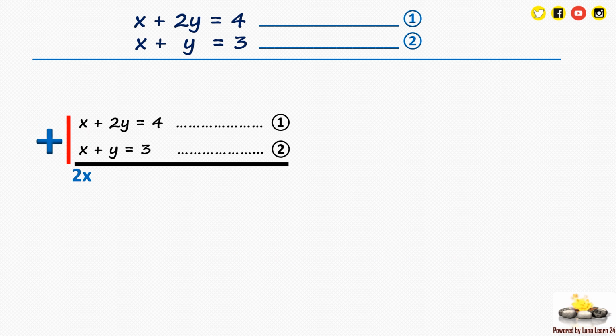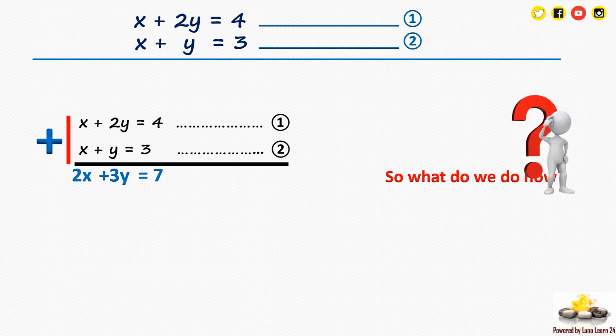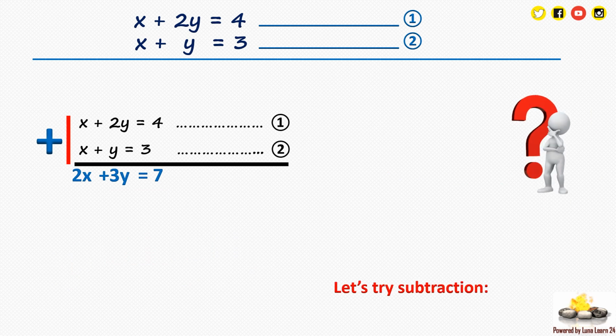x plus x gives us 2x. 2y plus y gives us 3y, equals 4 plus 3 equals 7. Addition has failed. Neither x nor y has disappeared. So what do we do now? Let's try subtraction.